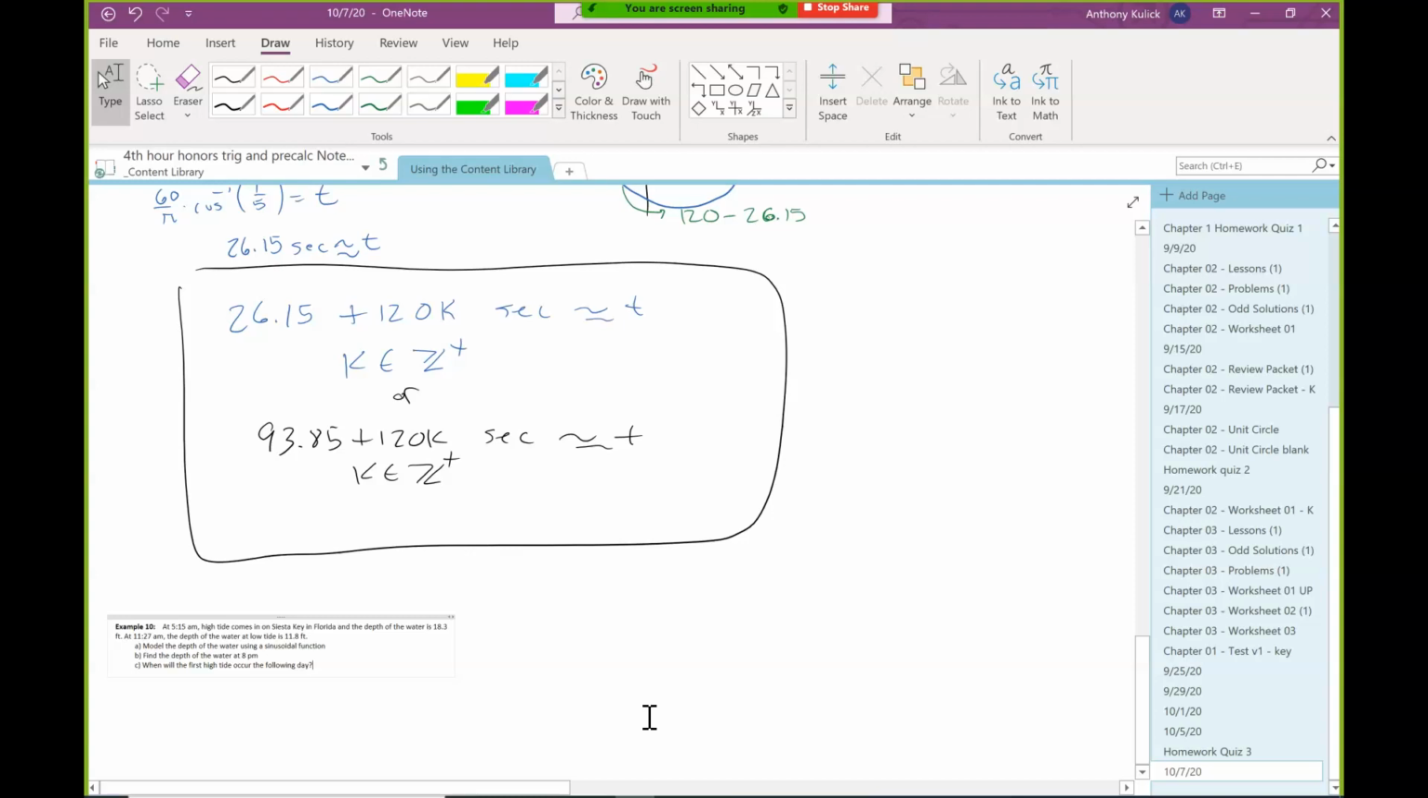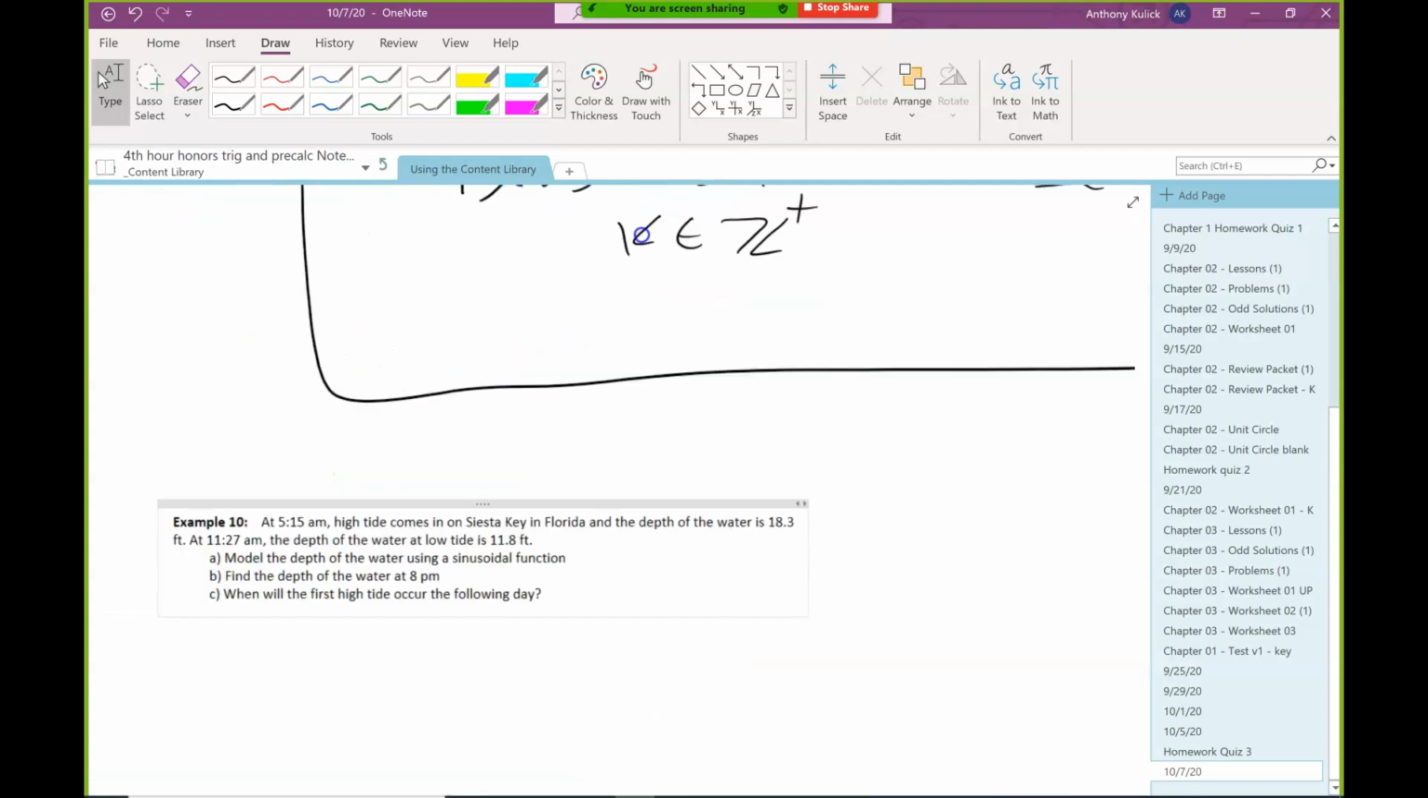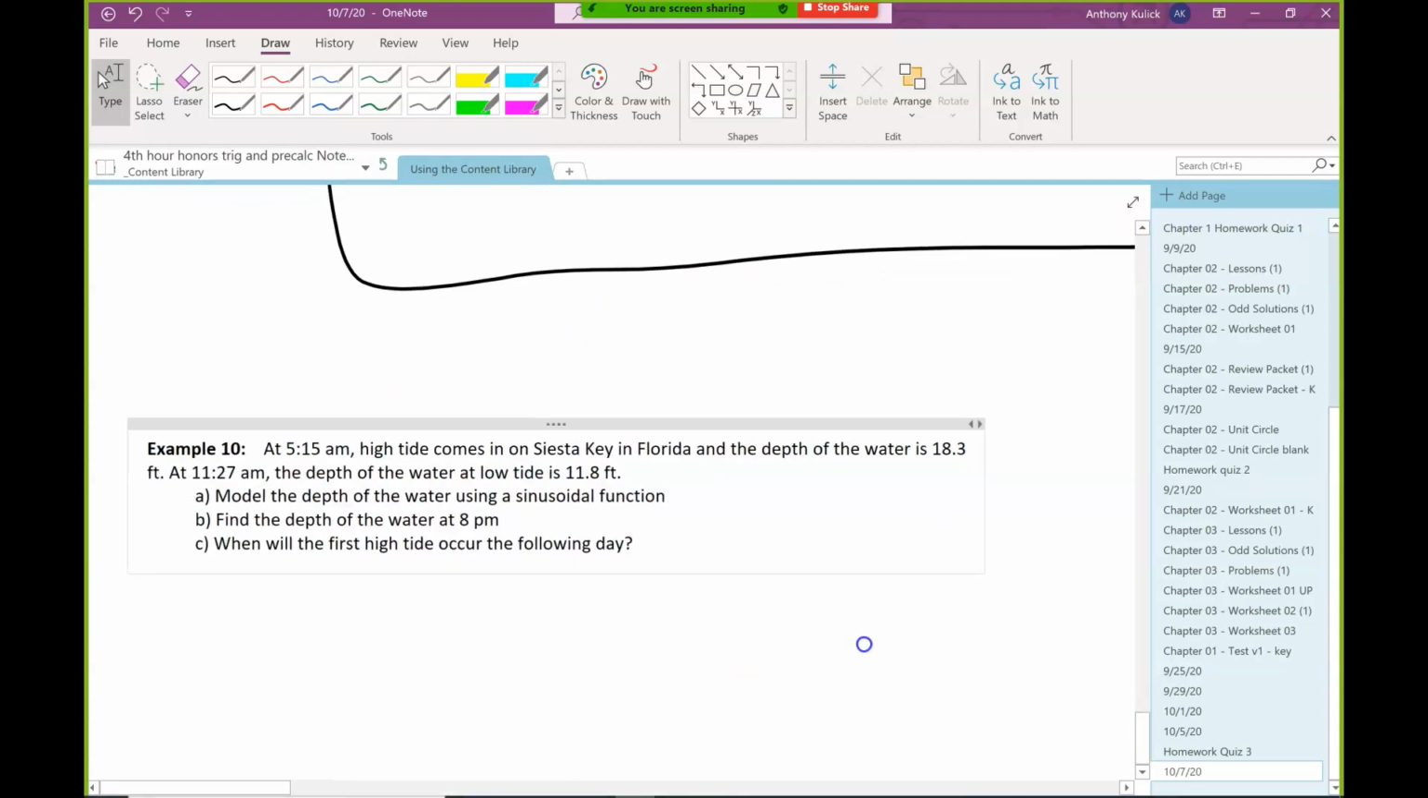It says at 8:15 a.m., high tide comes in on Siesta Key in Florida, and the depth of the water is 18.3 feet. At 11:27 a.m., the depth of the water at low tide is 11.8 feet. Model the depth of the water using a sinusoidal function. Find the depth of the water at 8 p.m. And then find when the first high tide will occur the following day.